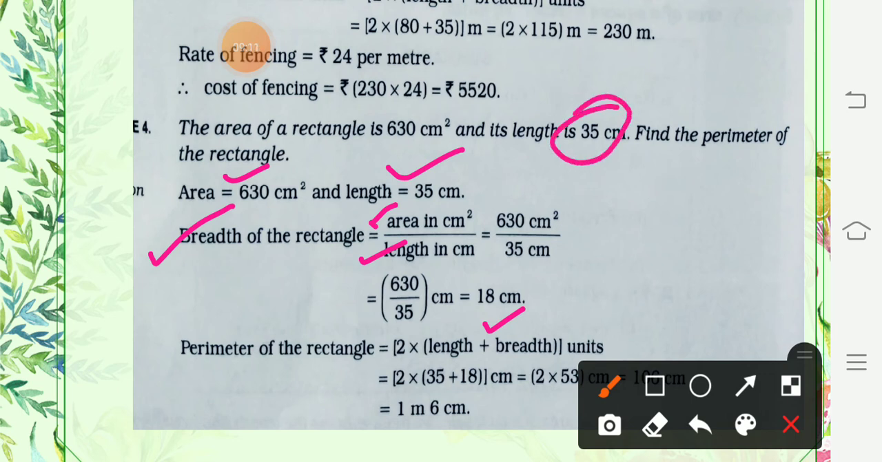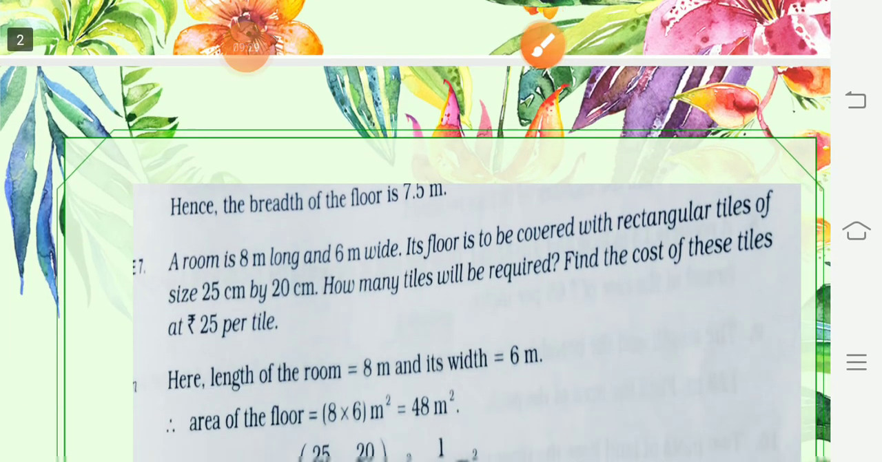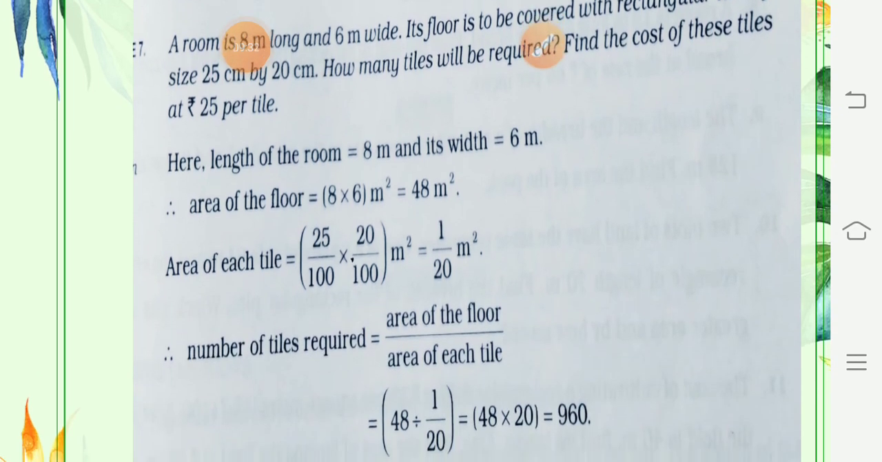So now we having breadth 18 centimeter, length is already given 35 centimeter. We can find out the perimeter 2 into (L plus B). Already familiar with this formula. So 2 into (35 plus 18) centimeter, we get 2 into 53 centimeter, which is equal to 1 meter 6 centimeter. Is it okay? Let us move to the next question, students, which is very important for us in this class.